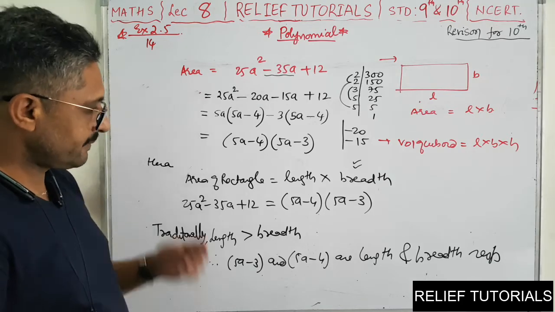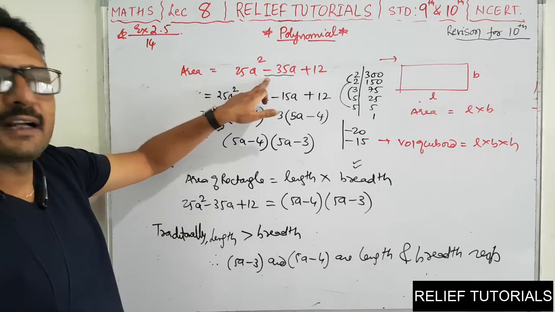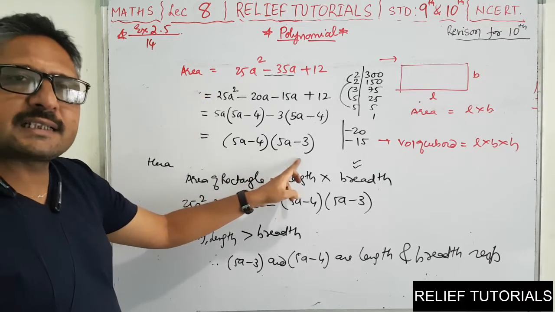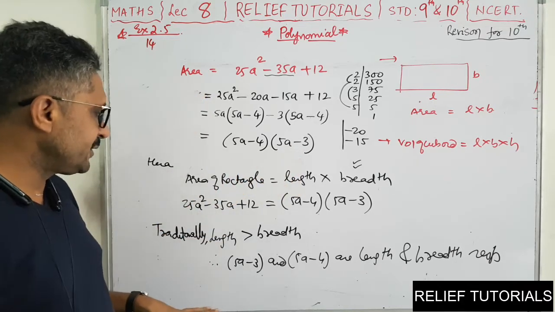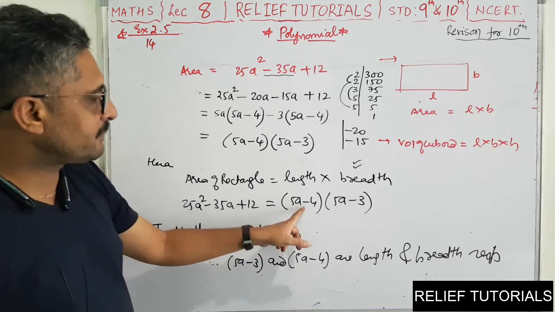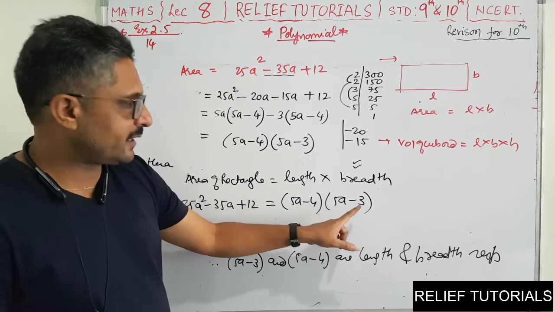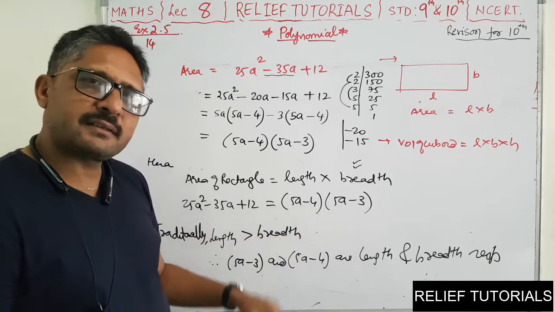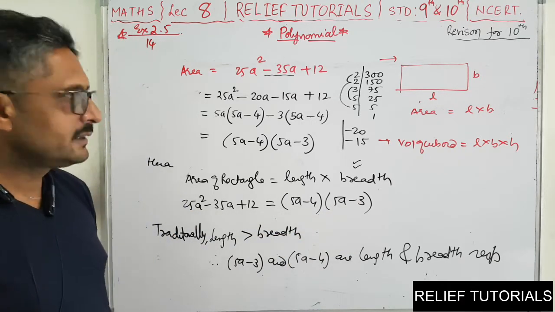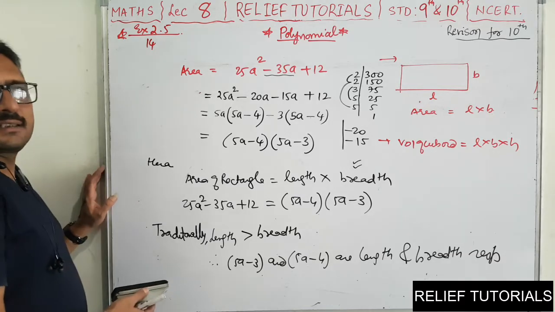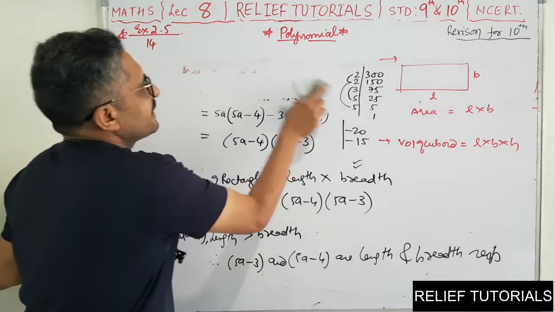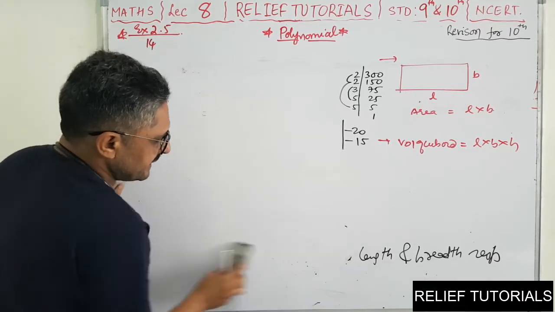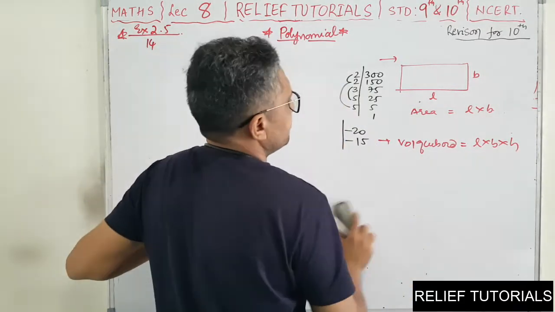And what is this, friends? Nothing, see, this is area and we are finding factors. So area is equal to length into breadth. So one is length and one is breadth. But traditionally you know that the length is bigger than breadth. So from this, which is bigger, which is smaller, you have to find out. So this is bigger, so this is length and this is breadth. Got it? Nothing, just you have to find the factors of the expression. You will get two factors. One is length, one is breadth. Bigger is length and smaller is breadth. That's all.